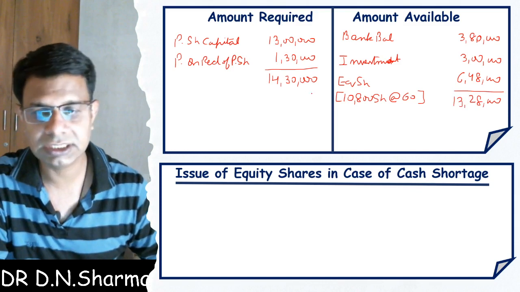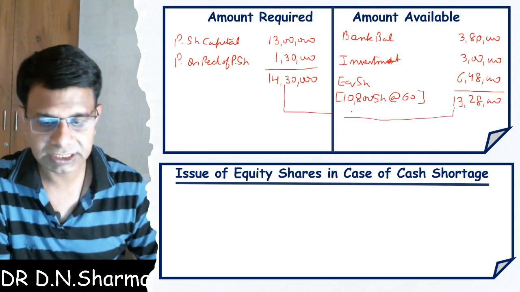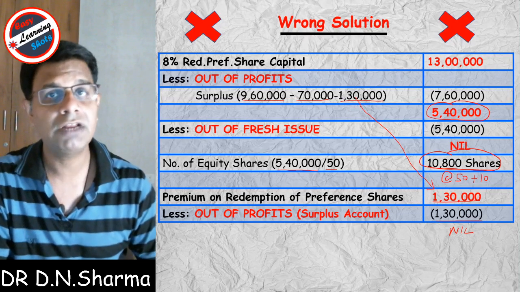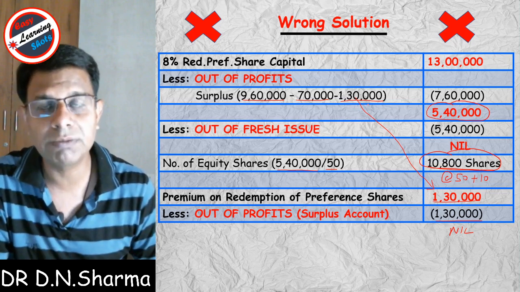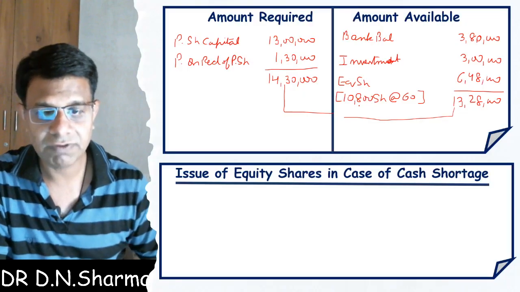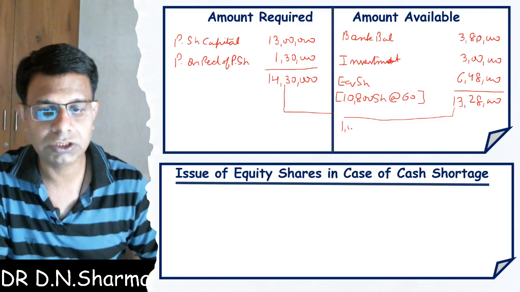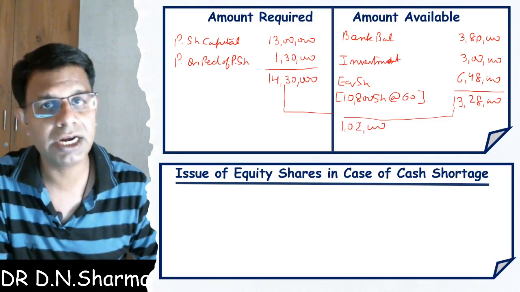and the total amount available with the company is 13,28,000 against 14,30,000. Now here if we first adjust out of profits, then we adjust out of fresh issue, and if we do not see the bank amount required by the company for redemption, then our question is wrong, and we will see that here we also have a shortage of funds of 1,02,000 after issuing 10,800 equity shares.